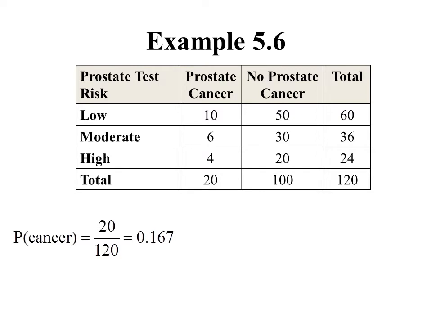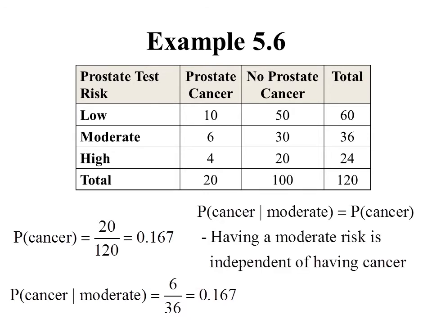Okay. Likewise, let's look at the conditional probability of having cancer given that you're in the moderate category. If you're in the moderate category, there's 36 people. Out of those, 6 have prostate cancer, so 6 divided by 36 is also 0.167. So again, we see that this conditional probability equals the probability of having cancer. The fact that you're in the moderate category doesn't affect your probability of having cancer. In other words, moderate risk is independent of having cancer.